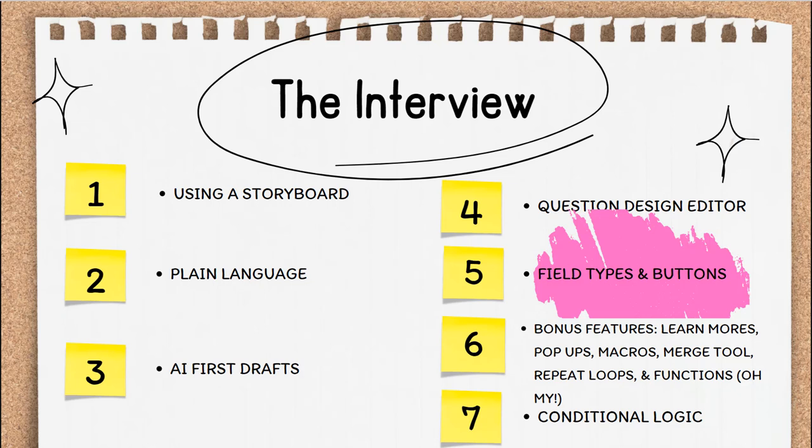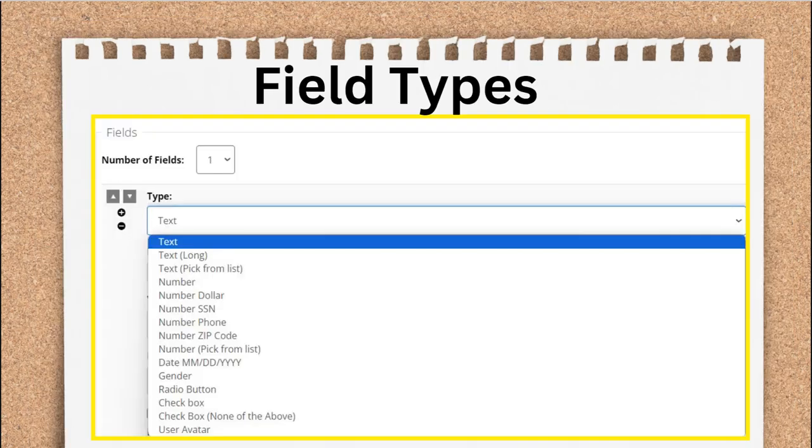Welcome to video 5, Field Types and Buttons. In this section, we'll cover the different field types that can be used to capture a user's data and examples of how you use them. We'll also discuss how buttons move an end user through their guided interview and can be an alternative for capturing user data. There are 15 different field types.